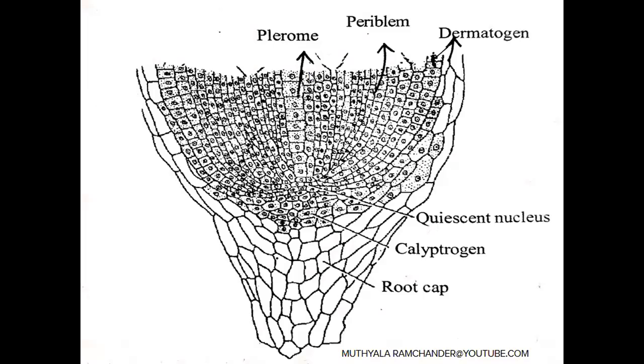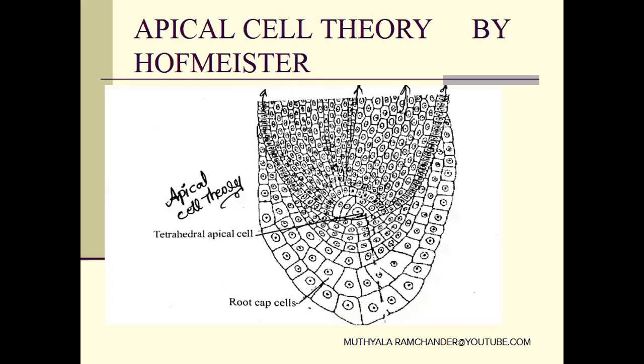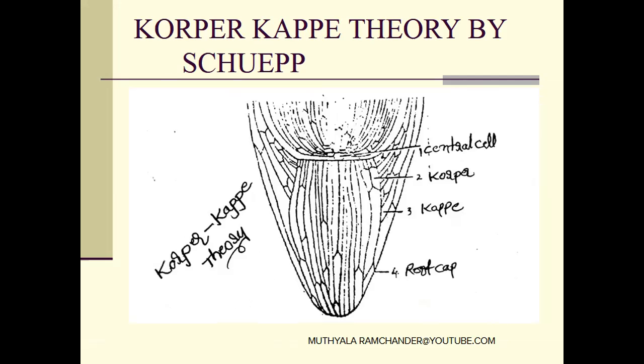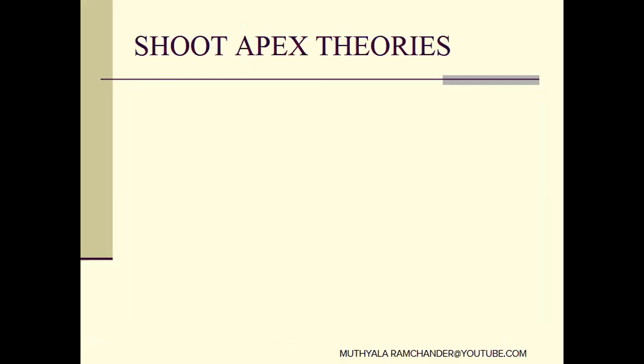The root apical cell theories are 3. The first one is apical cell theory. The second one is histogen theory. And the third one is Korper-Kappe theory. And the fourth explanation is shoot apex theories.